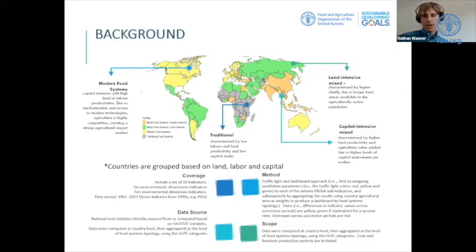So as I mentioned when talking about the coverage, also this data is at country level, and we're focusing on crop and livestock production systems. Okay.